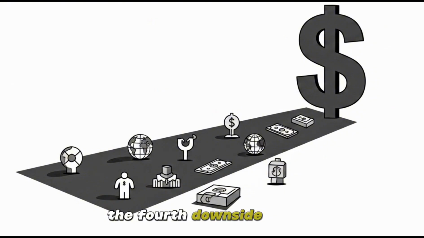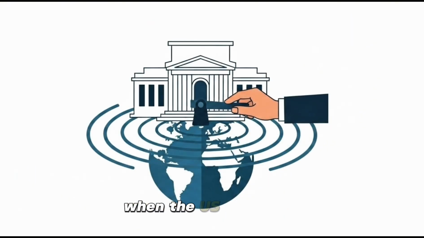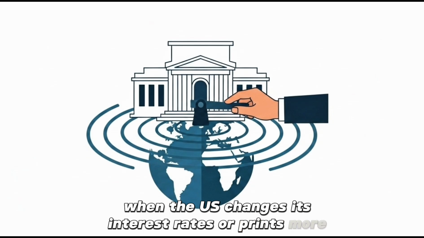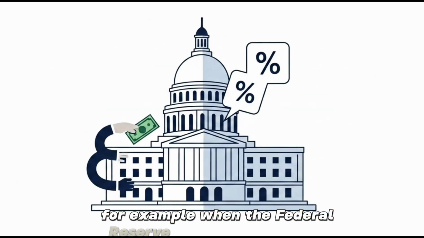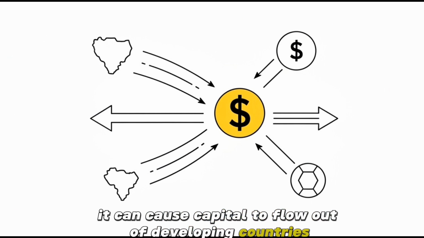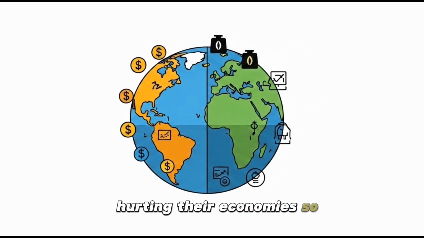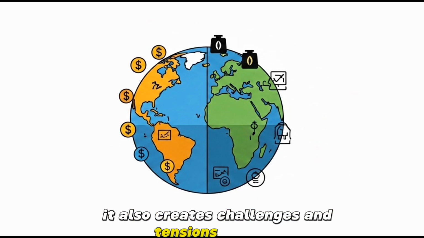The fourth downside is it can harm other economies. Because the dollar is so dominant, when the U.S. changes its interest rates or prints more money, it affects the whole world. For example, when the Federal Reserve raises interest rates, it can cause capital to flow out of developing countries, hurting their economies. So, while the petrodollar benefits the US, it also creates challenges and tensions globally.